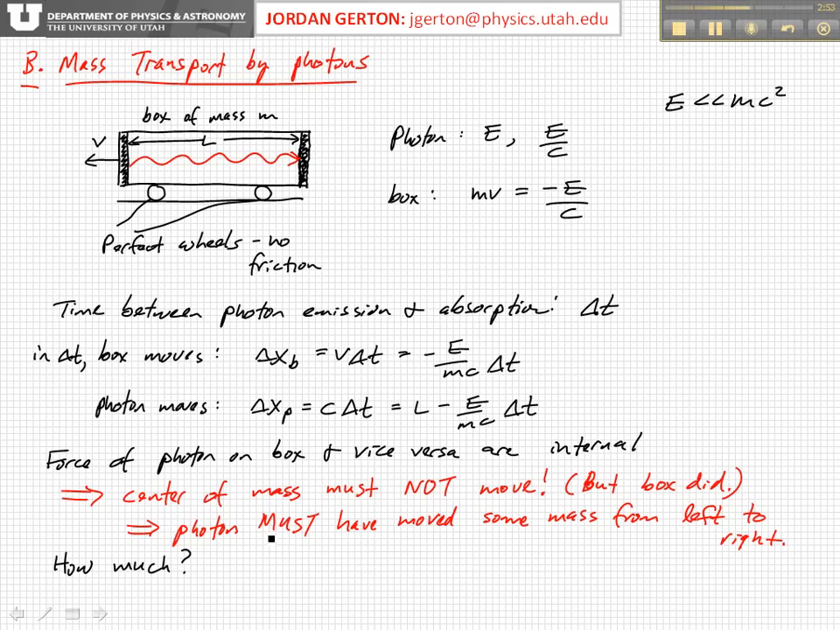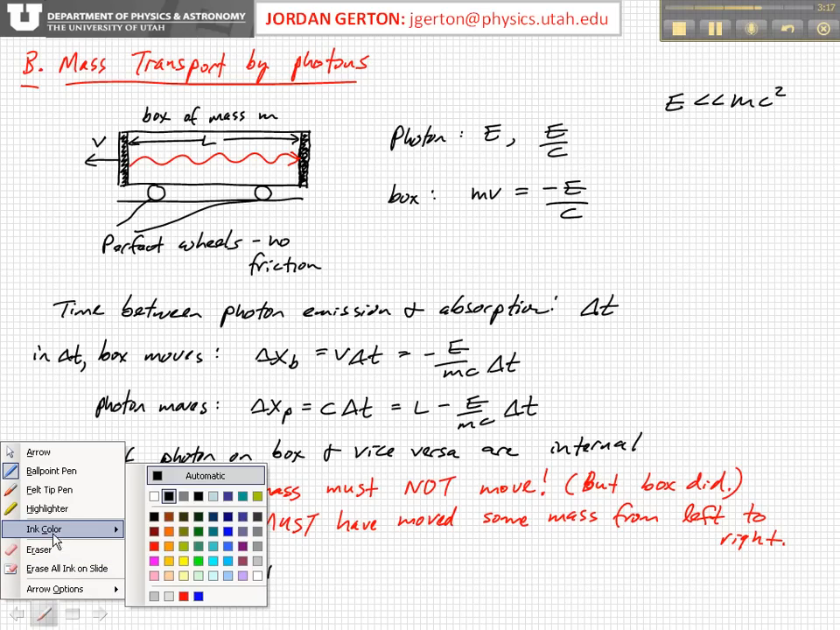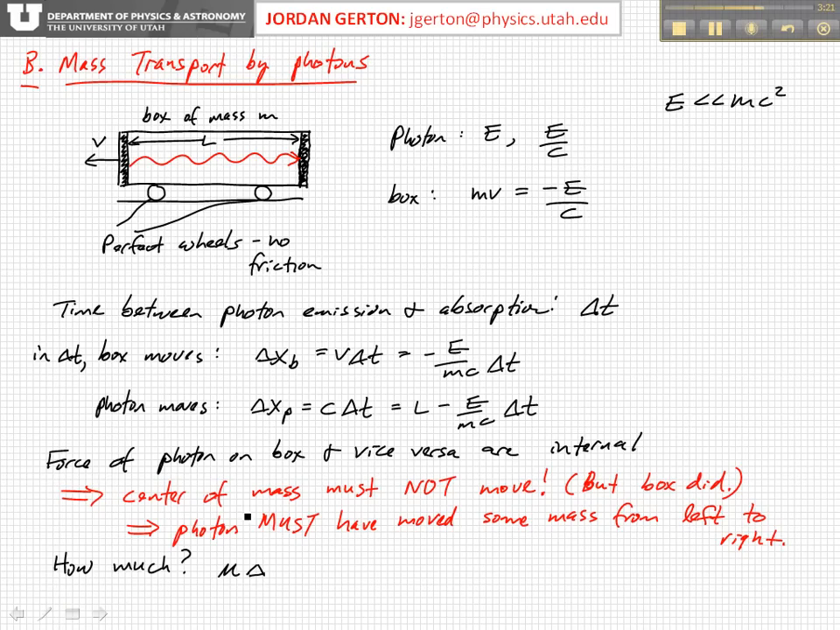So how much? Okay, well, in order for the center of mass not to move, we have to have that some little mass mu, this is the mass that's being transported by the photon, times how far the photon moved, delta xp, has to be equal to the mass of the box times how far the box moved, delta xb. First of all, delta xp and delta xb are obviously in different directions, so there's a relative minus sign between these two things. Again, mu is the mass that we're associating with what the photon is transporting, and m is the mass of the box.